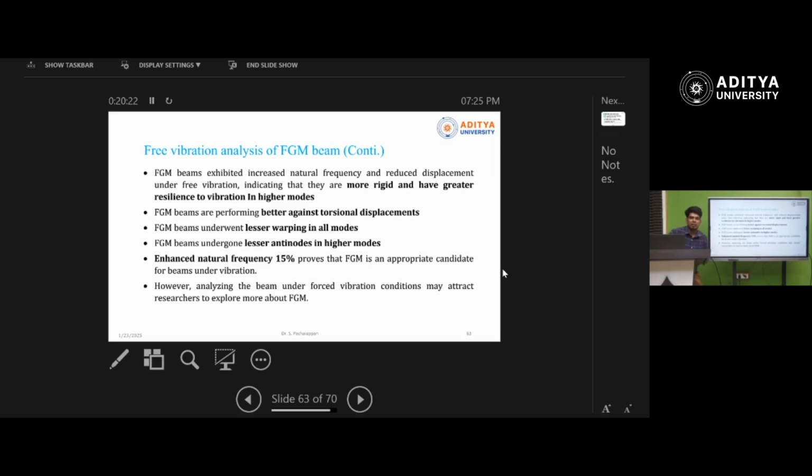The reason is the combination which we used here is a completely new material. If you do the forced vibration analysis with the same combination, it is also one of the novelties of the work.